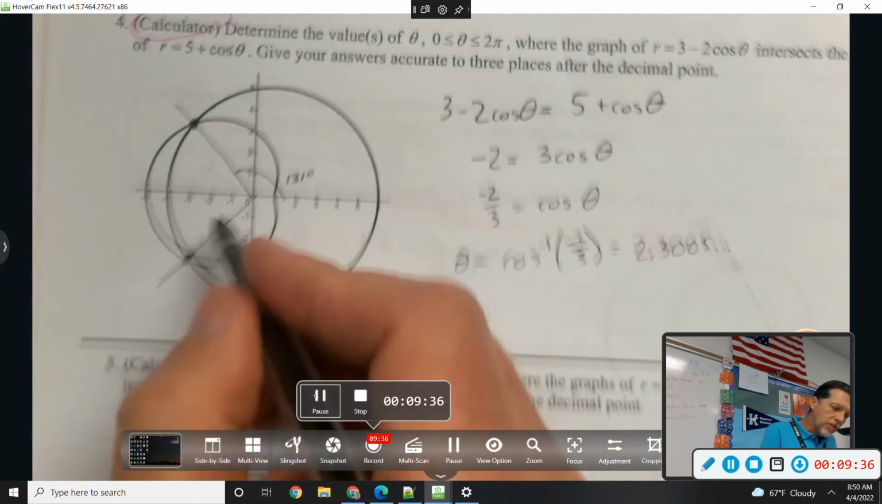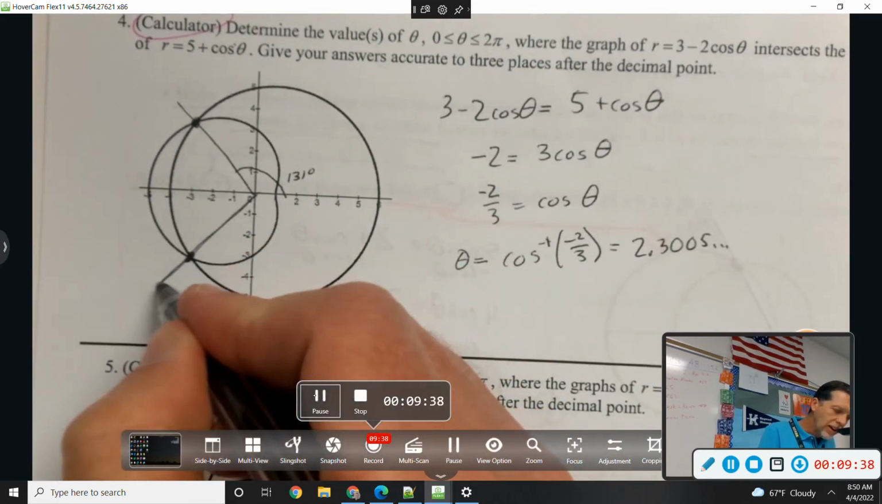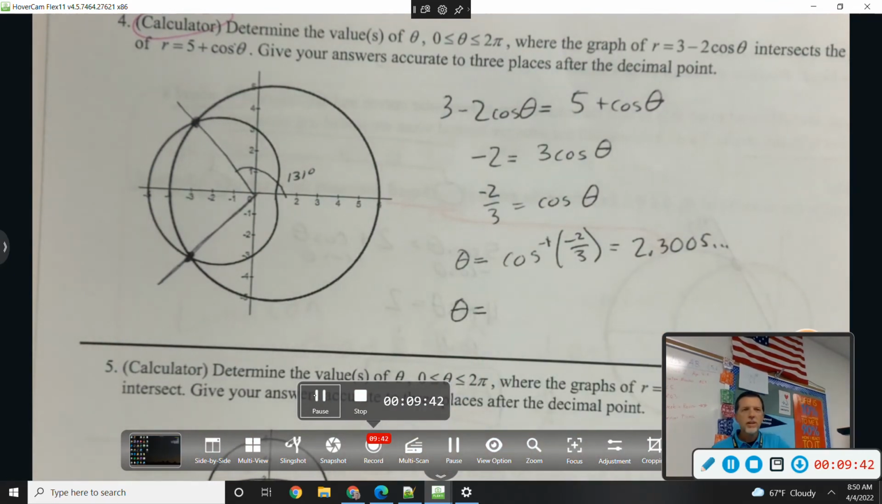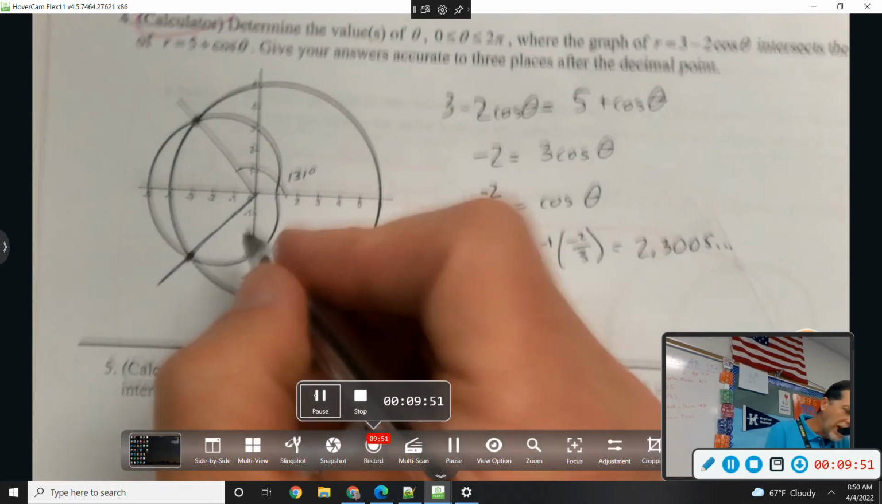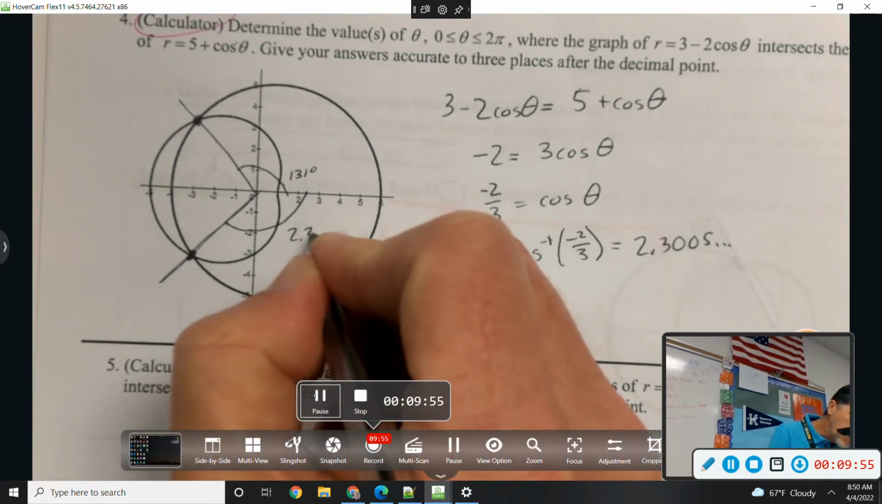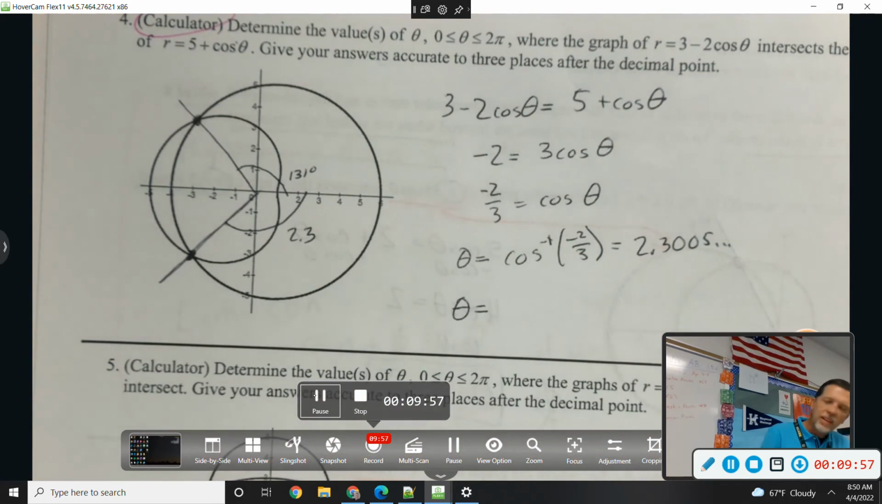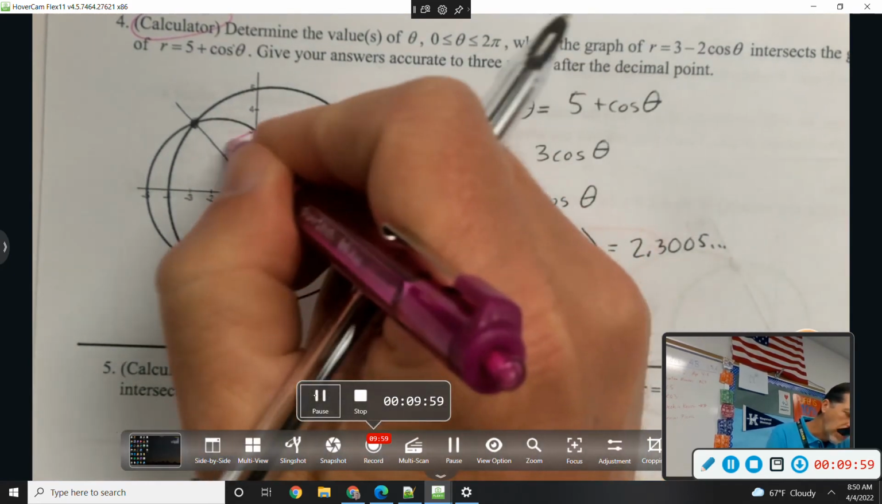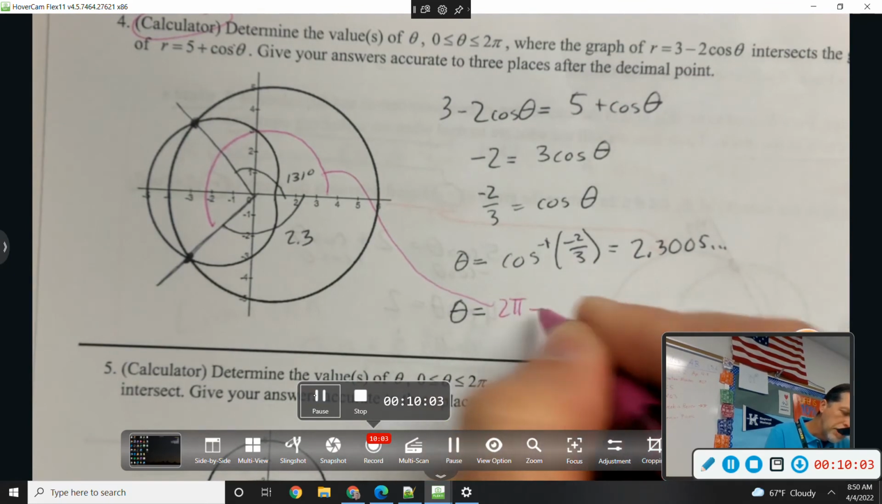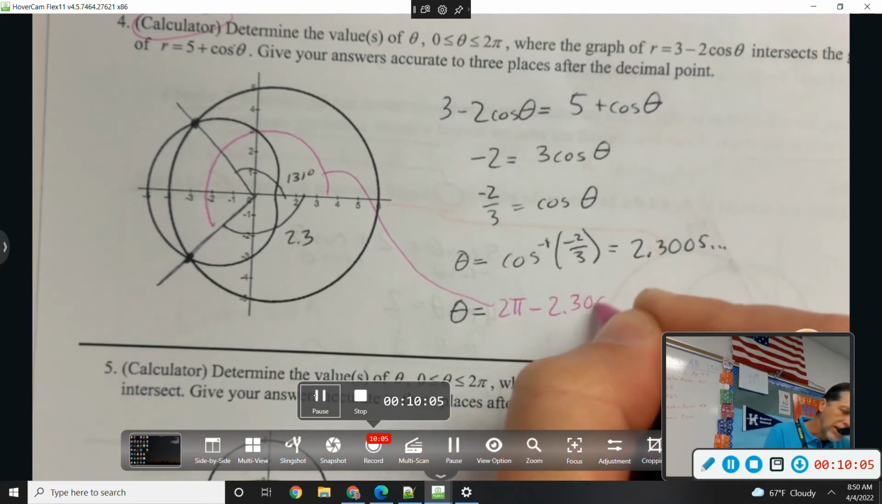Now, there's another angle over here. How do I figure out what that angle is? It's 2 pi minus, so like the symmetry here, this would also be 2.3, but that's not how we measure them. We want to measure it this way. So that angle would be 2 pi minus the first angle that we got.